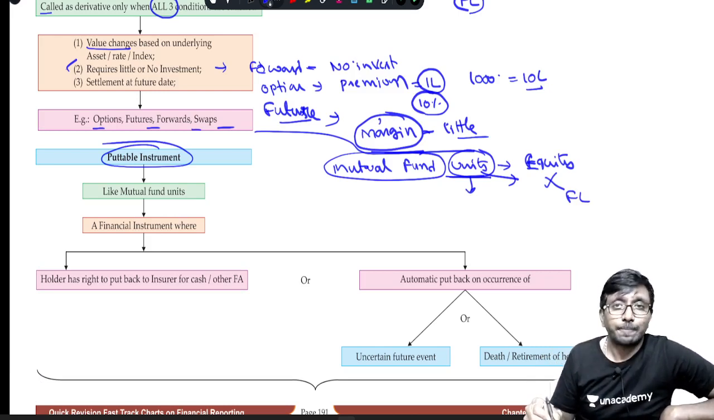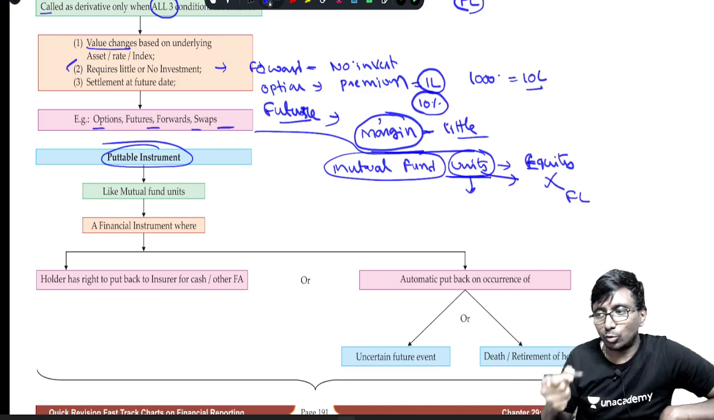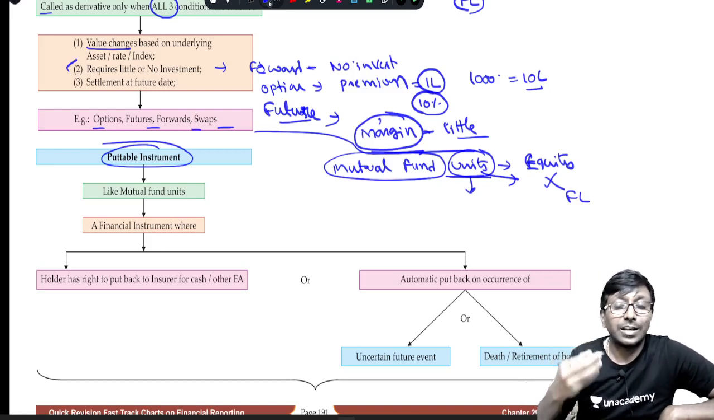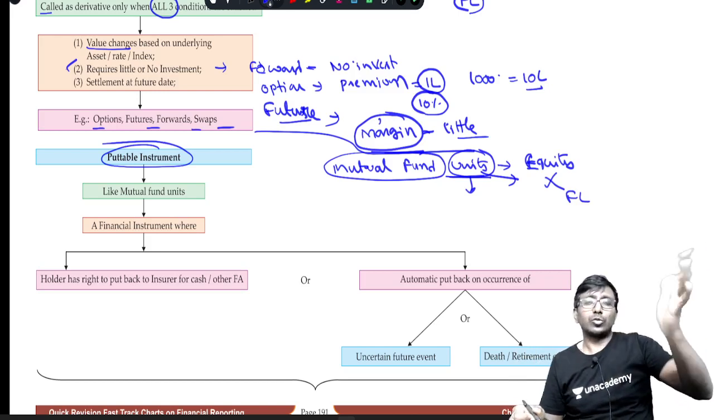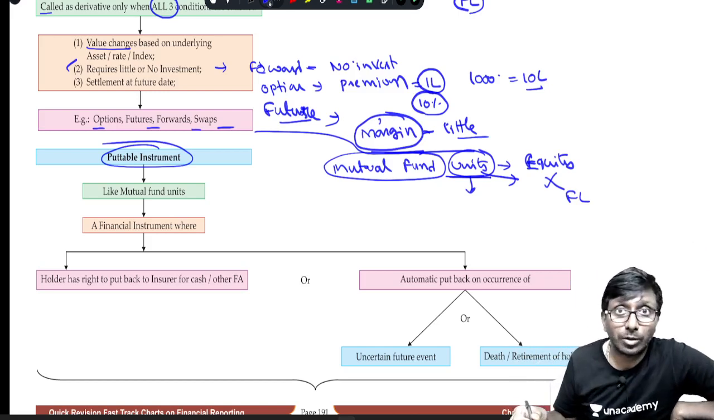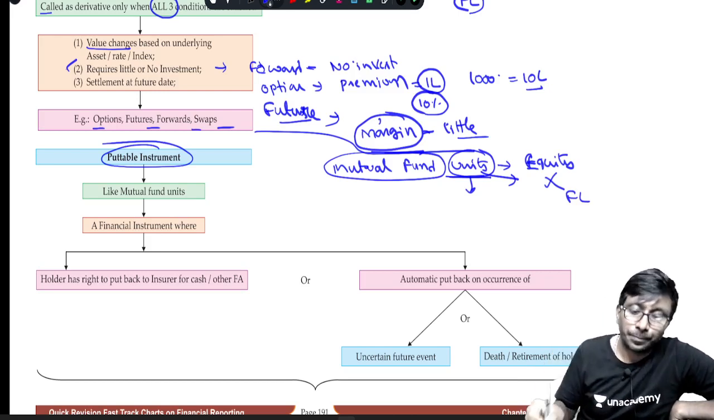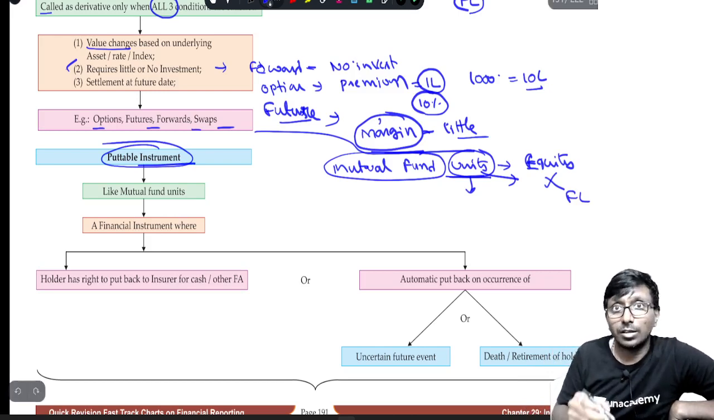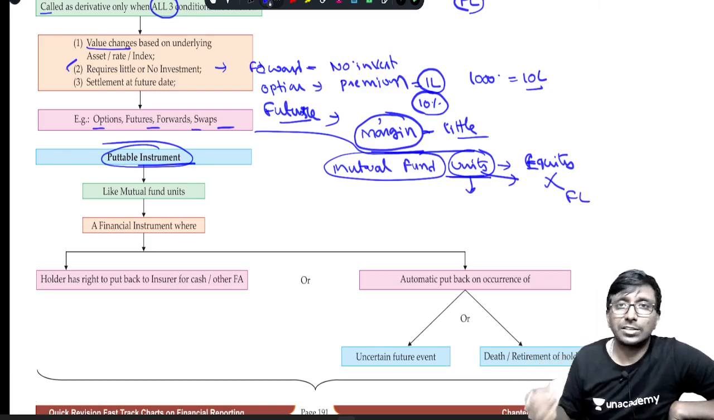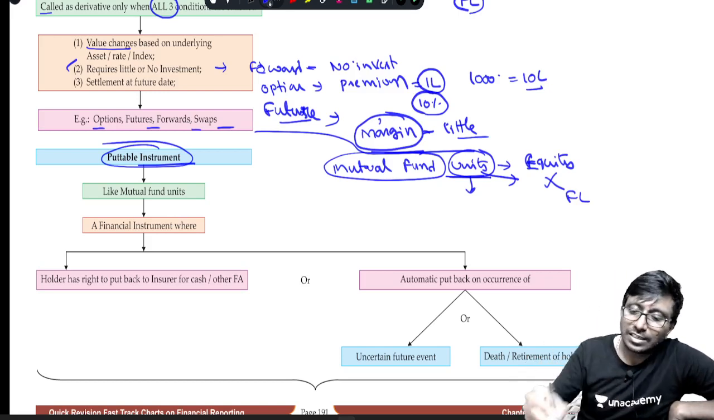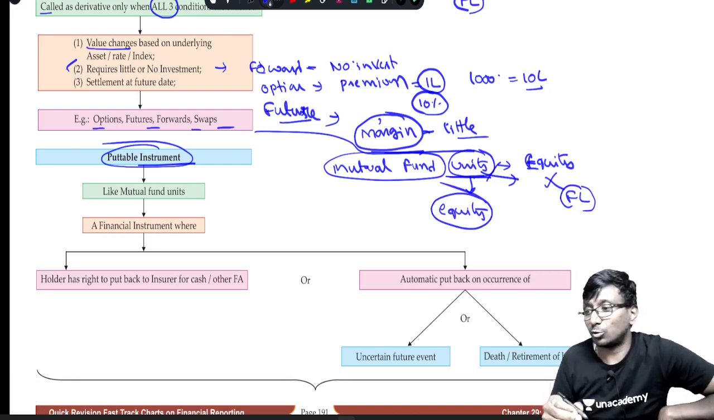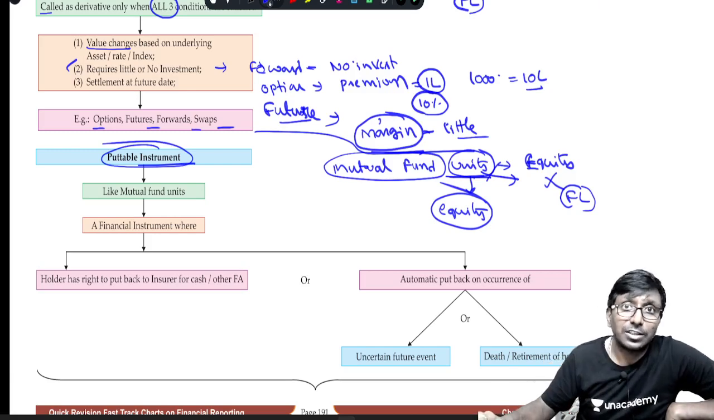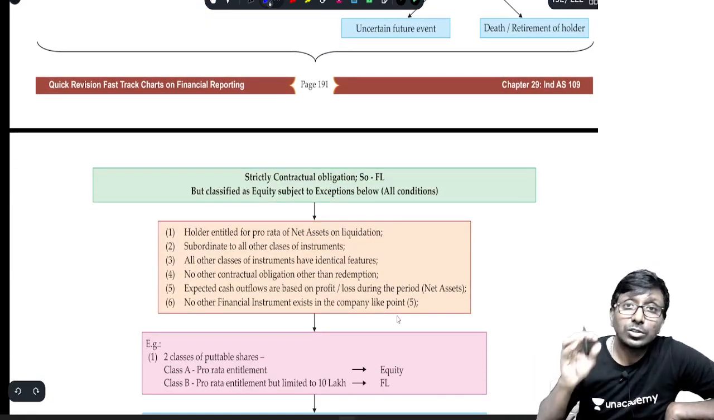When I say this, I mean the unit holder has a right to put back whenever he doesn't want it. Put back in the sense I can give it back to the mutual fund entity and get my money. Are you getting my point? So that is called a putable instrument. But putable instruments are subject to some criteria. They have given 6 conditions. If you satisfy the 6 conditions, then even though strictly speaking it is a financial liability, we will still classify it as an equity instrument. I told you, subject to 6 conditions.